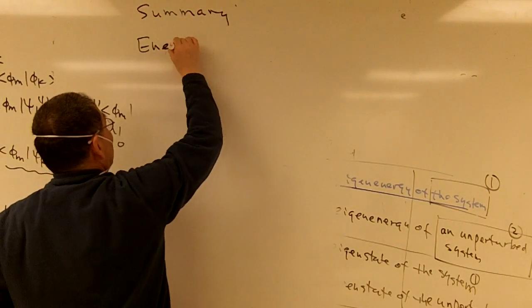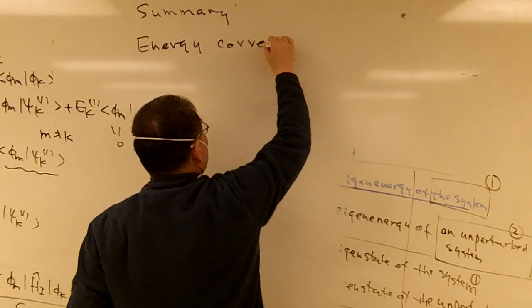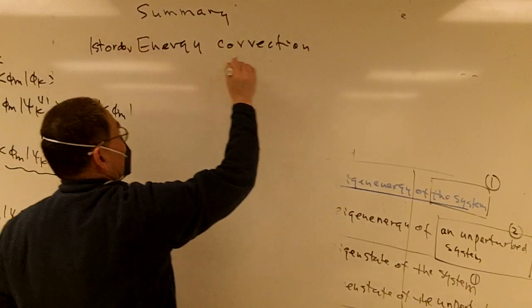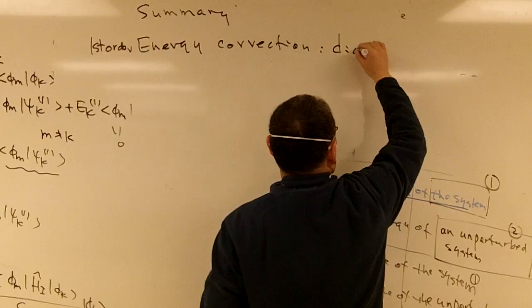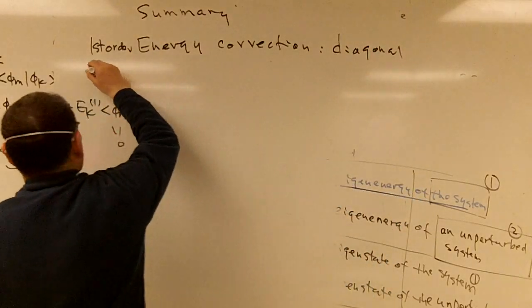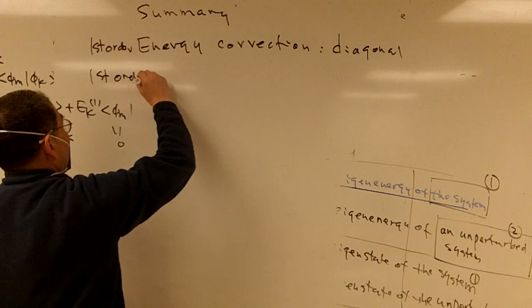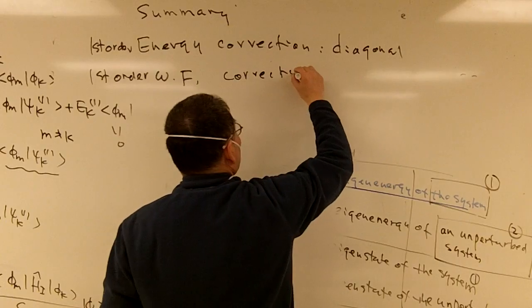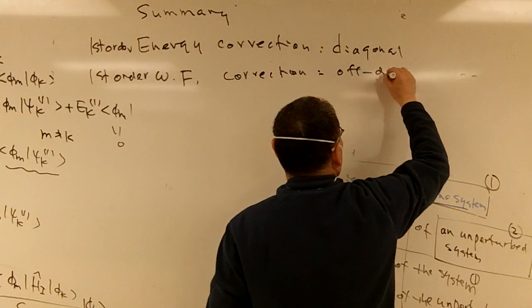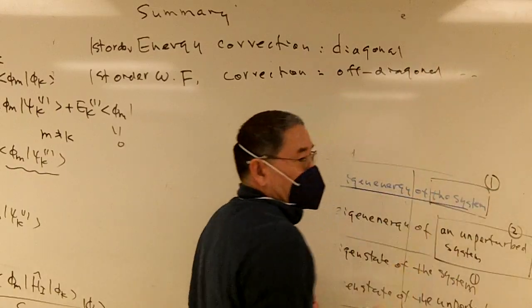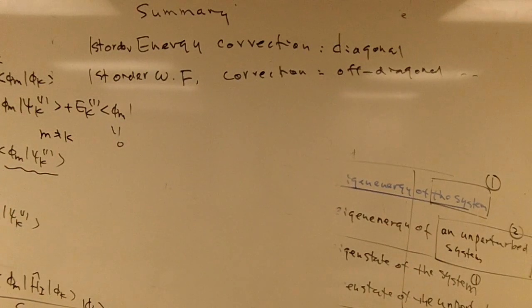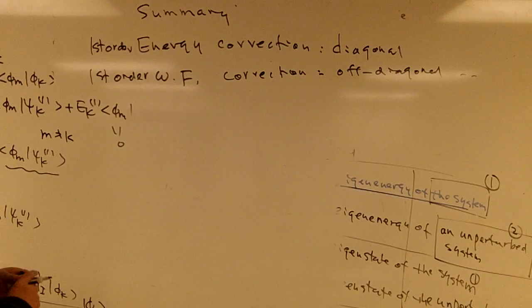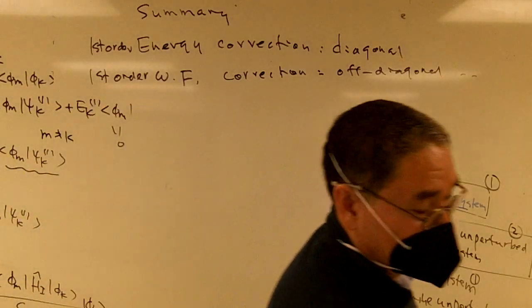Eigenenergy correction, first order energy correction is diagonal. First order wave function, I simply use WF correction, is off diagonal. So you can remember the first order wave function correction is off diagonal, which as I showed here. So that's the key difference between these ones here.